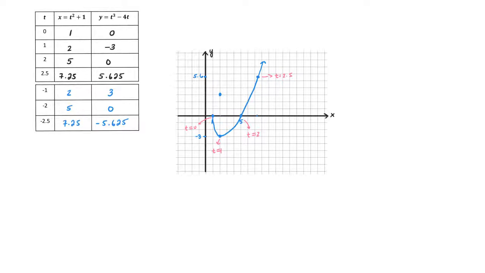So 1, 2, 3, 4, 5. Negative 5.6 will take me, say, somewhere there. And then sketching my graph, it should be identical to what I had before, something like this, okay? And that becomes my graph. So this value right here happens when t equals negative 1, we said. This one happens again when t equals negative 2. And this one here when t is equal to negative 2.5.